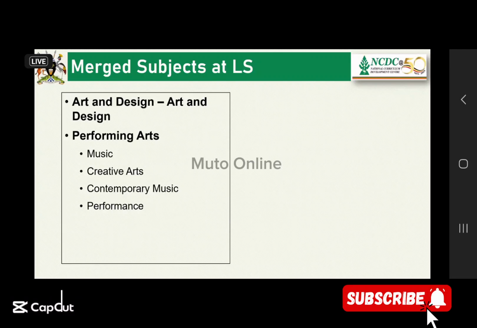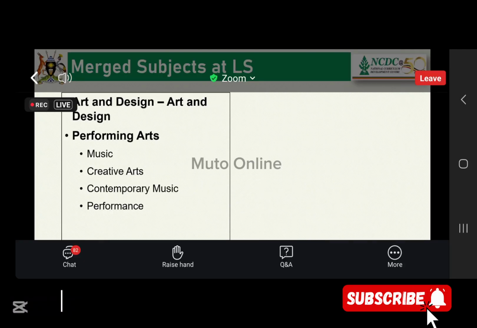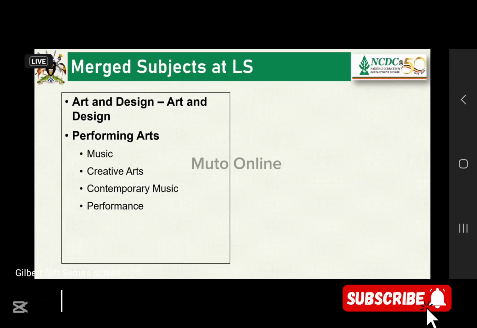Let me start with clarification. At lower secondary, we have a subject called, I think it's Art and Design. And at A level, it is Art and Design. This name changed way back in 2013 or 16. It has been Art and Design, much as we have been calling it Fine Art in a number of schools. But the name is Art and Design.